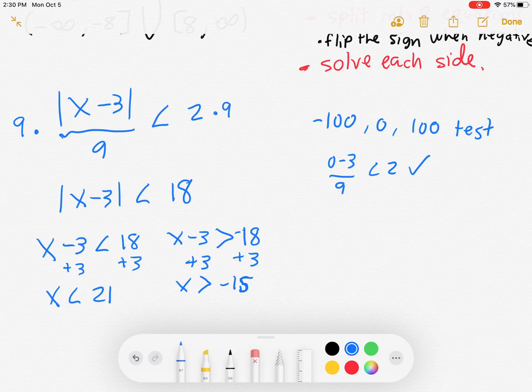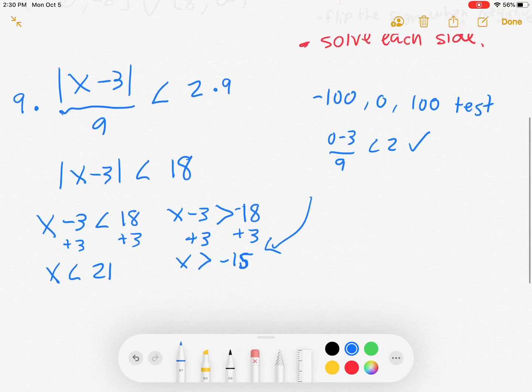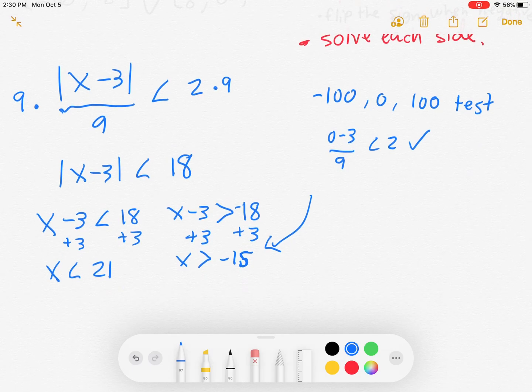Now we'll go back to over here. Notice we have numbers less than 21 but bigger than negative 15. I think there's an overlap there. So I think that means we're going to treat it like an and and get a single case of interval notation. It'll look something like that. There's your final answer. If you have more questions, feel free to email me and ask for more clarification.